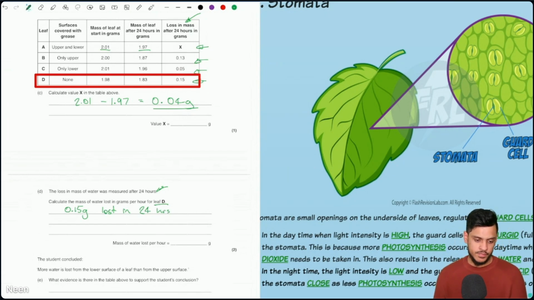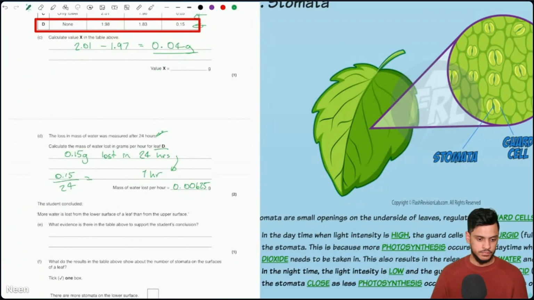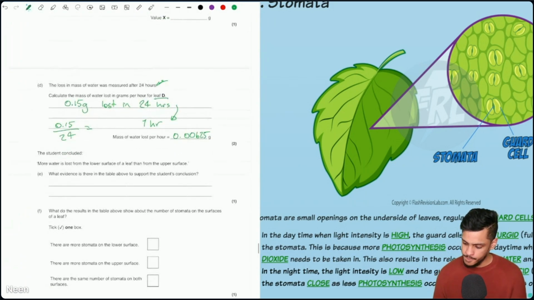So 0.15 grams lost in 24 hours. We want it per hour. So that basically means in 1 hour. Yep, well done, Hanya. You get 0.15 divided by 24. And that's going to give you per hour. So when you work that out, you get 0.00625 grams. On to the next one.